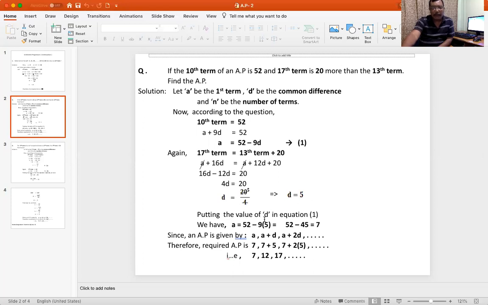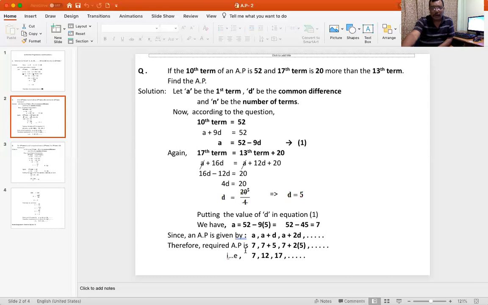Now putting the value of D in equation 1. See, this is the equation 1. So here we substitute for D. We have A is equal to 52 minus 9 into D. Since D is 5, so we put here 5, which will be equal to 52 minus 9 into 5 is 45. So therefore we have here equal to 7. Now, since an AP is given by A, comma A plus D, comma A plus 2D, comma A plus 3D, and so on.